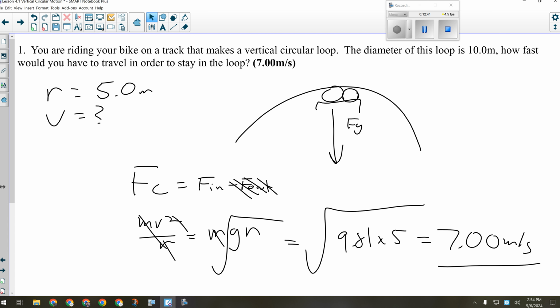Questions on that one? All right, so the trick with those minimum speed questions is the wording. If they say something like going just fast enough, they may not even imply or directly say that it's the top of the loop. But if they say just fast enough, there's only one place where there's a just fast enough, and it's the top on the inside.